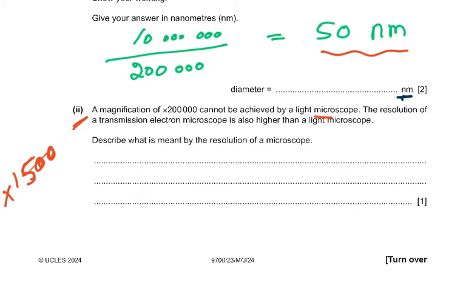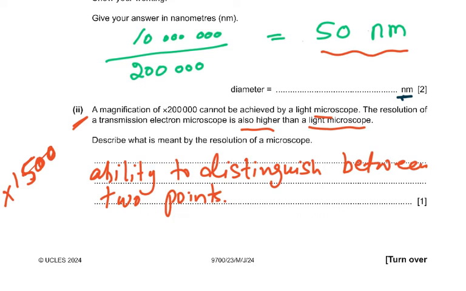The resolution of a transmission electron microscope is also higher than a light microscope. Describe what is meant by the resolution of a microscope. Ability to distinguish between 2 points. This is how you would write it. You must know these wordings and you must sort of memorize these. Some of the things you have to rote learn. So this is one of the things that you need to be really actually memorizing or rote learning.